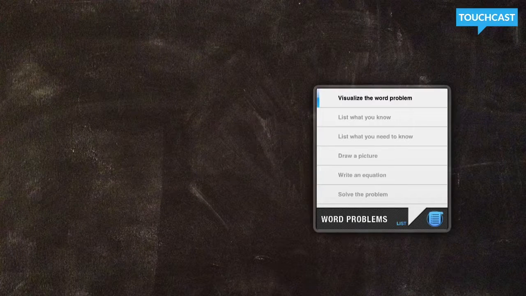The next thing that will really help you is to list what you know, what information the question has given you. Next, you want to list the things that you need to know. What is the question you're being asked in the word problem? Fourth, you're going to actually draw a picture. You can draw any type of picture that helps you best to really visualize the word problem, and this is going to help you the most.